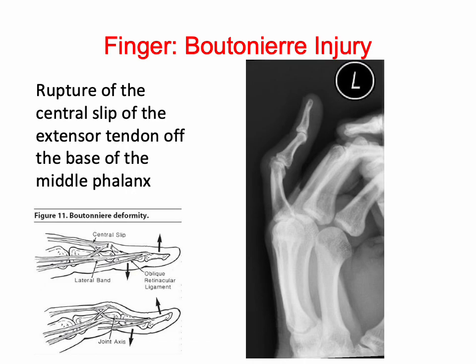So boutonniere deformity is a combination of flexion at the proximal interphalangeal joint and extension at the distal interphalangeal joint, usually related to an inflammatory arthritis like rheumatoid arthritis. However, it can also be due to tendinopathy or rupture of the central slip of the extensor tendon off the base of the middle phalanx. So we've got flexion at the PIP and extension at the DIP.